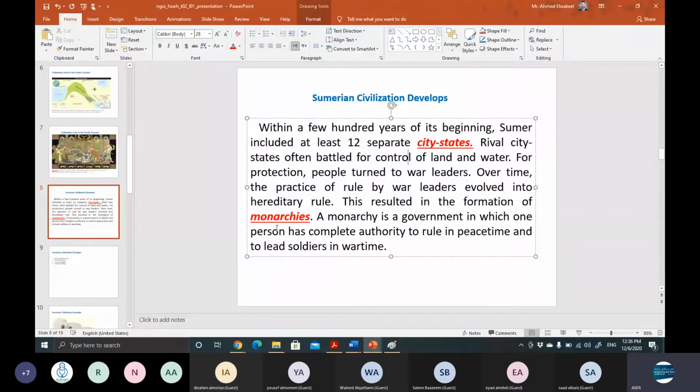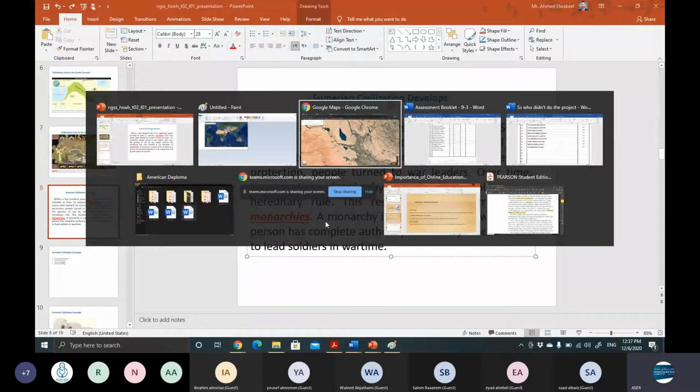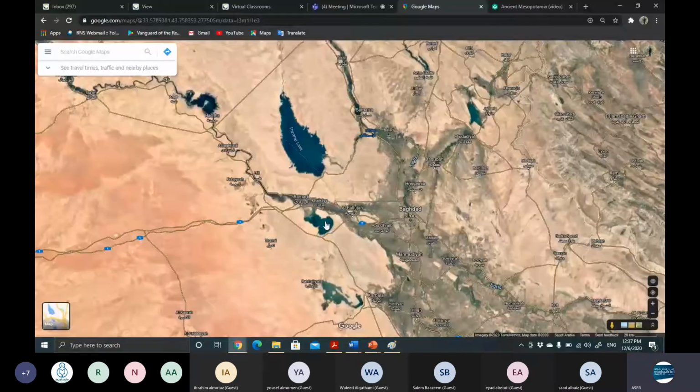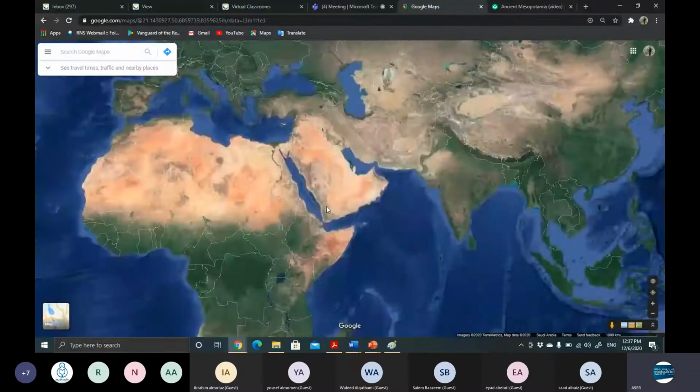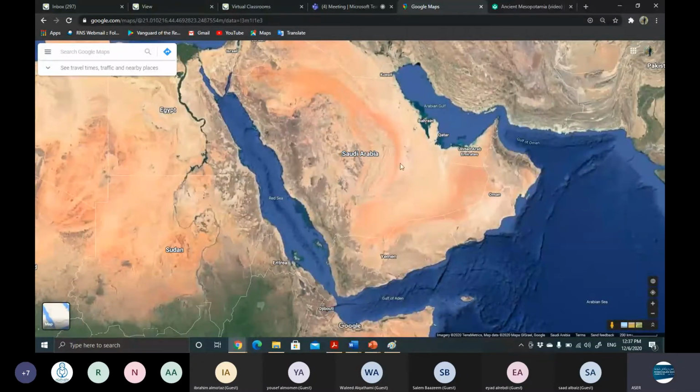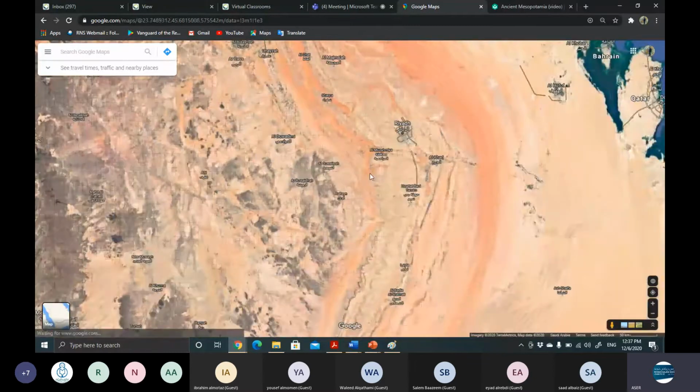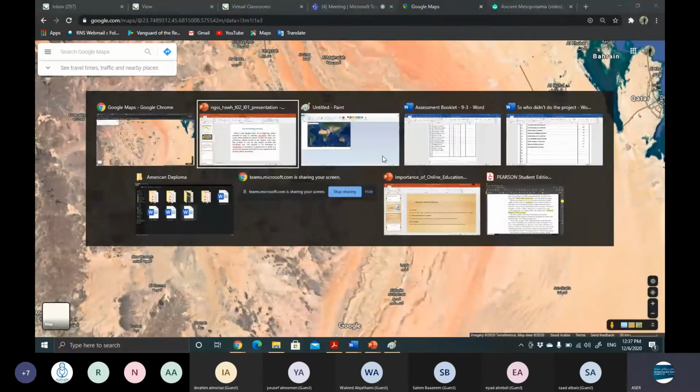And also, in the city-state, we have a monarchy. A monarchy is a government in which one person holds control of everything. All the authority is in one hand. Got it? So the difference between a city-state and a city: a state itself contains many cities, but a city-state means each city is a state in itself. Okay, grade 9?